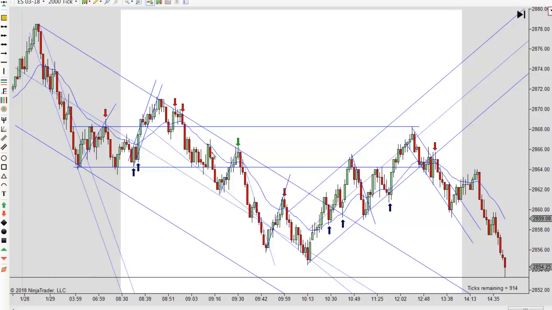I like this setup here, but I don't like it right into all that support. Even though it worked, you got to skip that one. Let it break lower first and clear that out, and then look for a breakout pullback short, which you get right here, and it is off a key entry point, but that bar is not very bearish at all, and I just don't really like it.